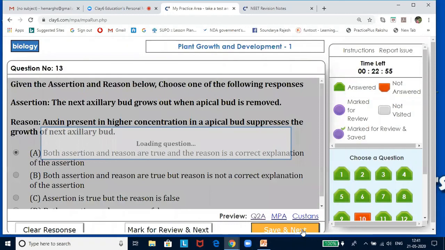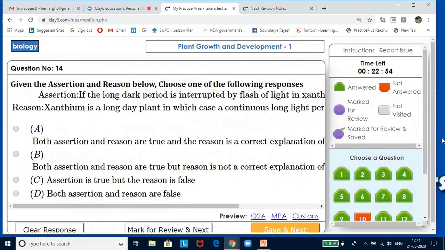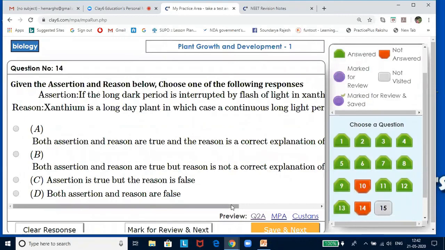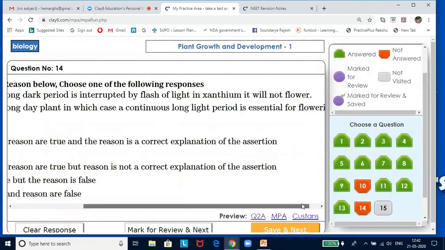If a long dark period is interrupted by a flash of light in Xanthium, it will not flower. Xanthium is a long day plant, in which a continuous long light period is essential for flowering. Here the assertion is true, but the reason is false.